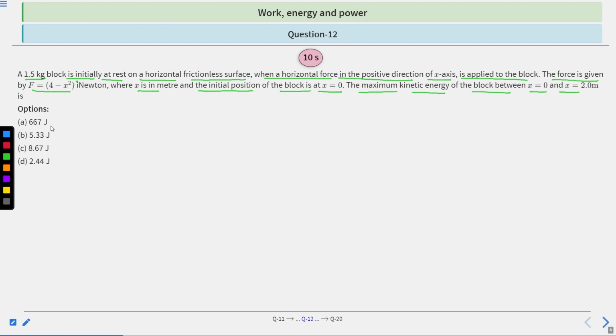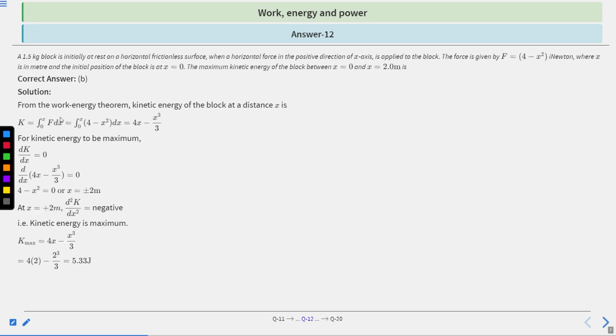Here option A is 6.67 joule, option B 5.33 joule, option C 8.67 joule and option D 2.44 joule. So which option is correct? You have 10 seconds to solve this question. After 10 seconds we will provide the solution. Clear? Let's find the solution.